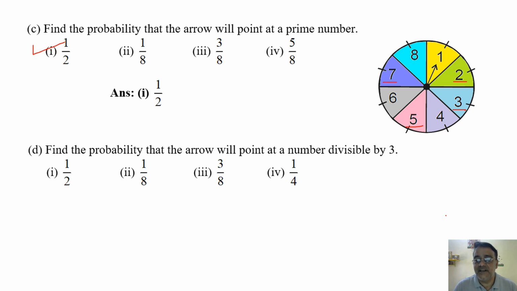So only two numbers are divisible by 3, that is 3 and 6. So 2 by 8. Simplify. 1 by 4. 1 by 4, right. And the correct option is the fourth one.